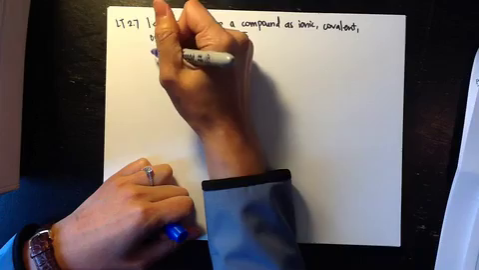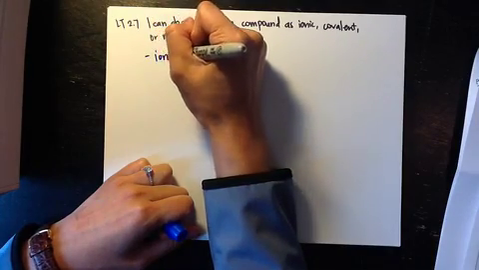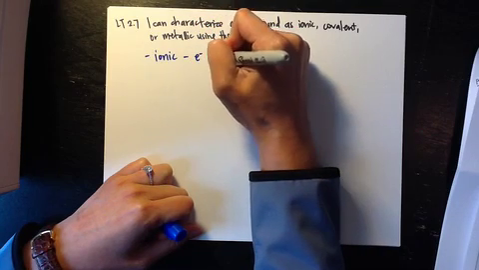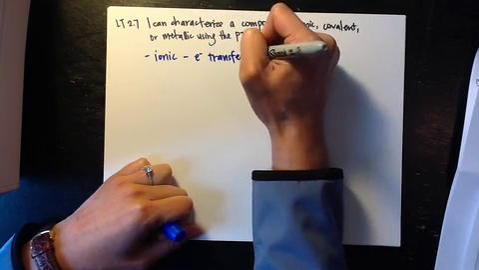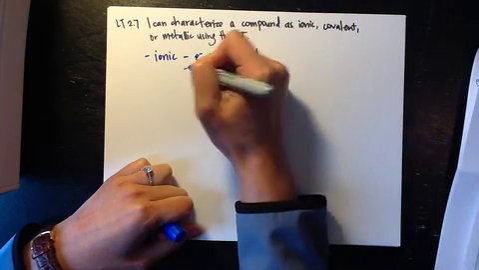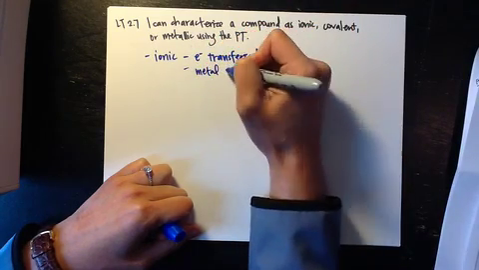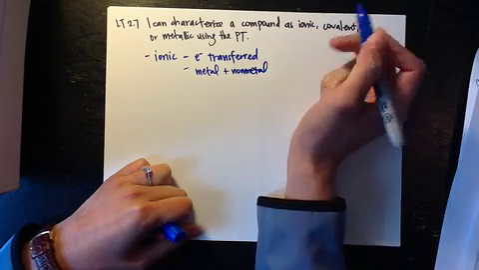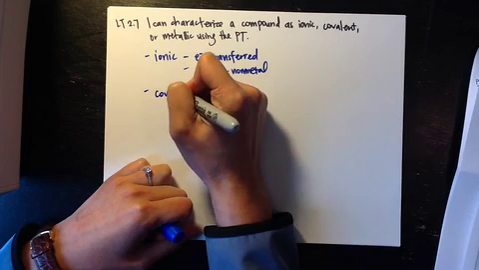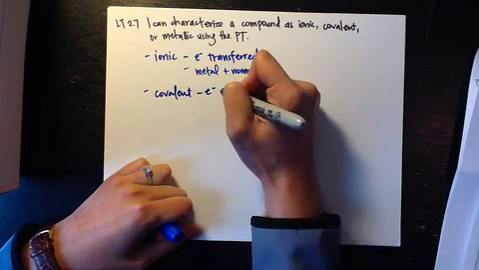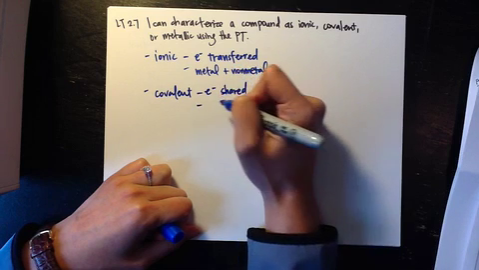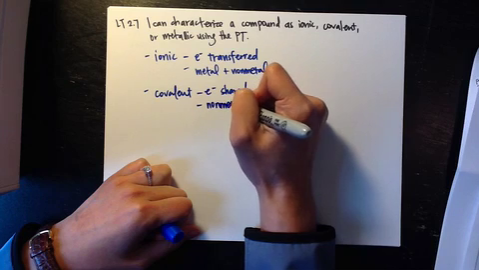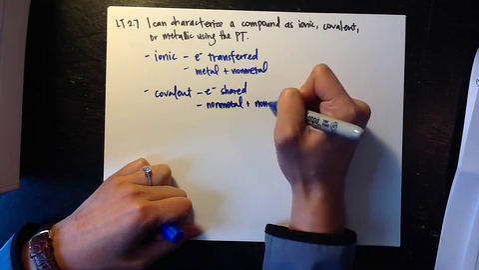Okay, so just in general, if something is ionic, that means electrons are transferred. That means it's going to be a metal and a nonmetal. If it is covalent, electrons are shared. In general, that is a nonmetal and a nonmetal.